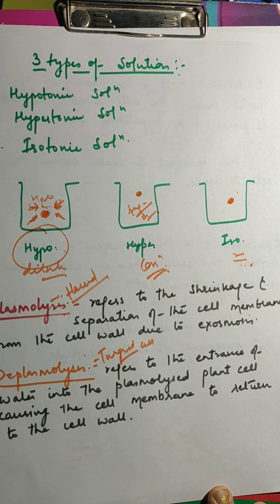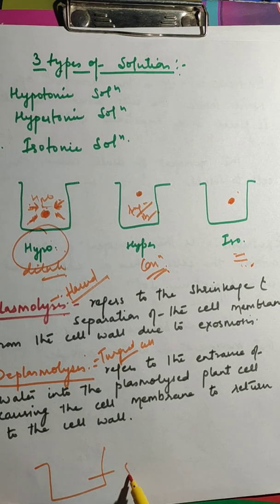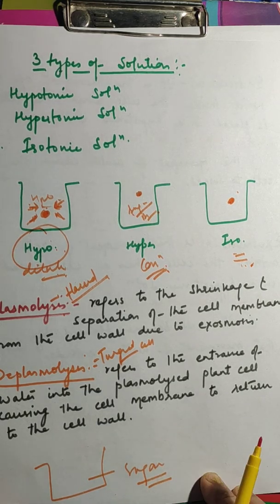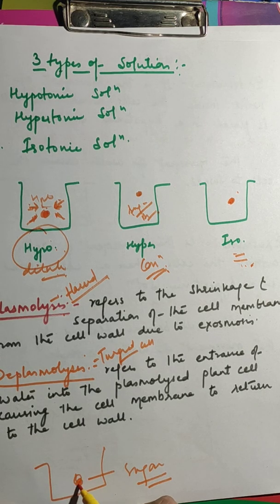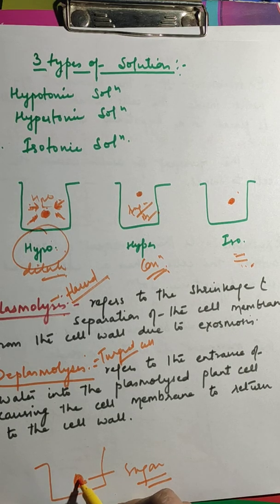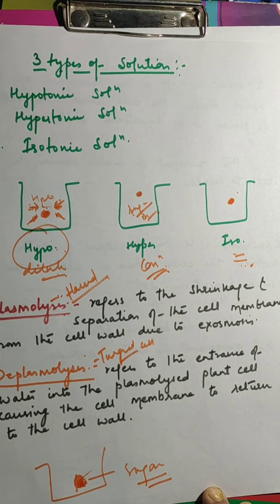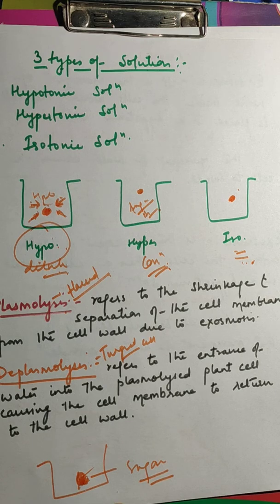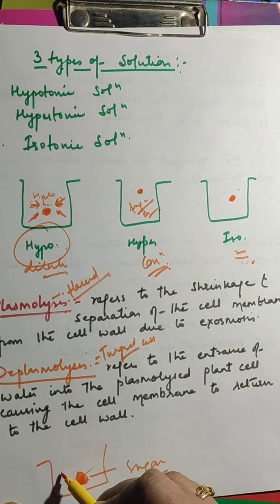So in the beaker, suppose we have sugar syrup. Now this cell has more water content as compared to the sugar solution. This is the sugar solution and this is the cell, and the cell has more water content as compared to the sugar solution. So when the cell is placed, according to osmosis, the cell will lose water and shrink or become flaccid, or the cell is plasmolyzed.